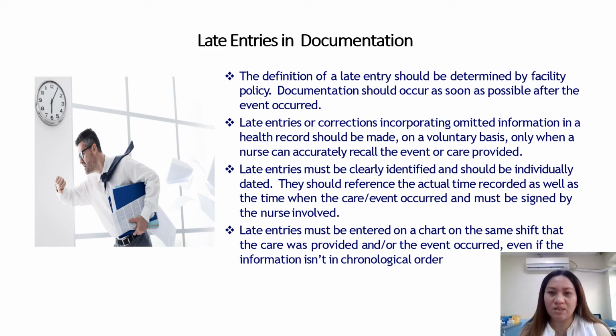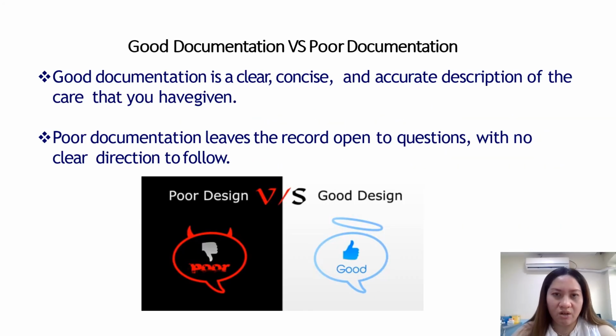So late entries must be clearly identified and should be individually dated. They should reference the actual date recorded as well as the time when the care or event occurred and must be signed by the nurse involved. And the late entries must be entered on a chart on the same shift that the care was provided, before you go home, and must be in chronological order.